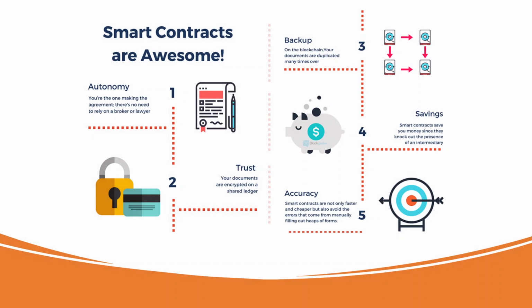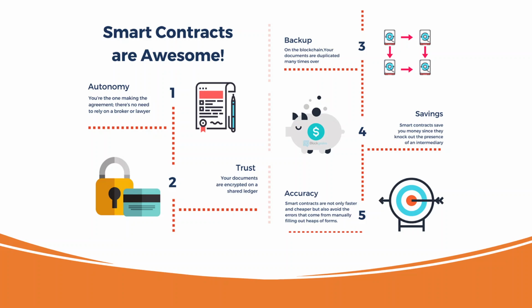So let's see a few important features of smart contracts. First one is autonomy. You are the one making the agreement, so there is no need of a broker, lawyer, or third party. So smart contracts are autonomous.